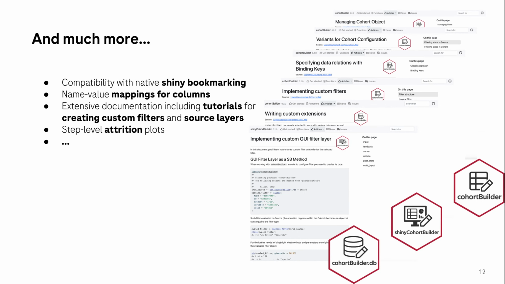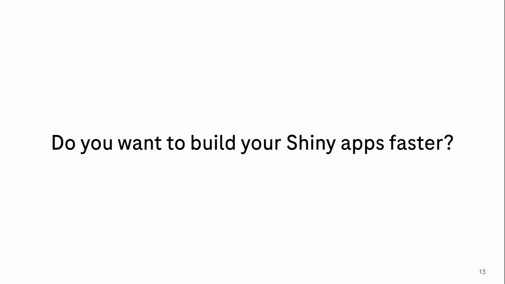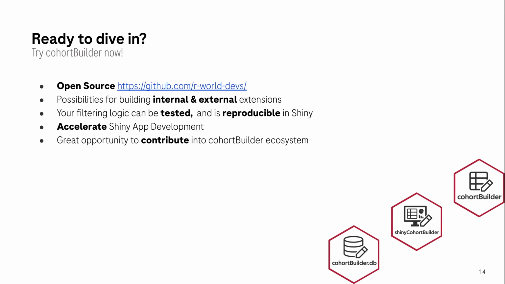CohortBuilder offers extensive features, including native Shiny bookmarking support, value mapping, attrition plots, and comprehensive documentation to explore advanced functionalities. Do you want to build your Shiny apps faster? Try CohortBuilder now! It's free, it's open source, available on CRAN, you can build internal or external extensions, you can test your filtering logic, and be sure that you get the same results in the interactive layer. Build your apps faster! Any contributions to CohortBuilder are welcome. It's a great opportunity for you.